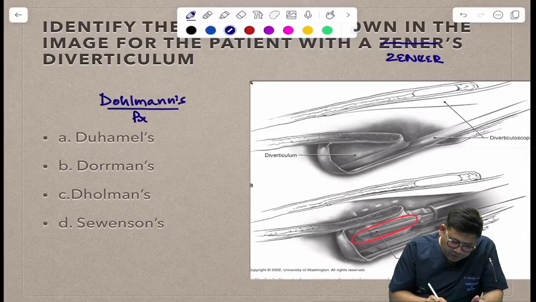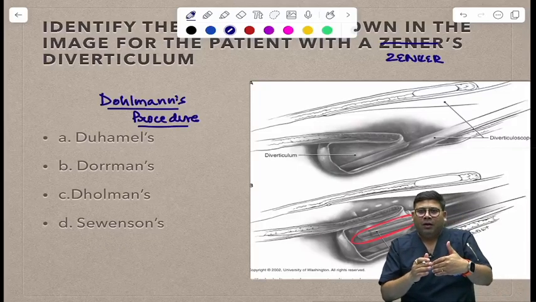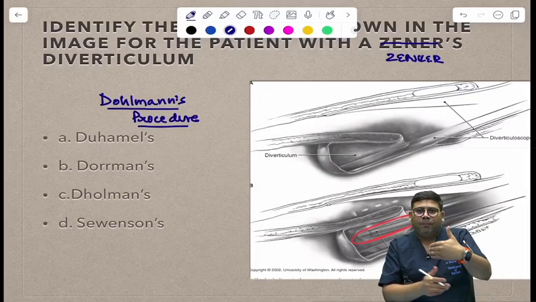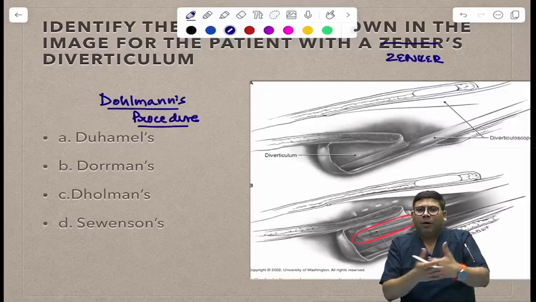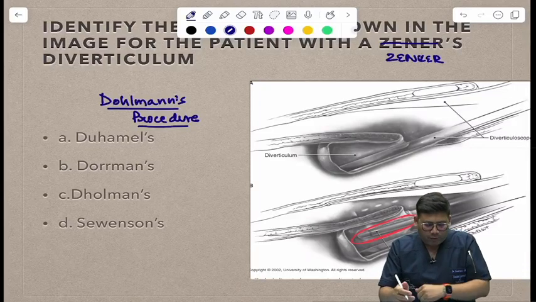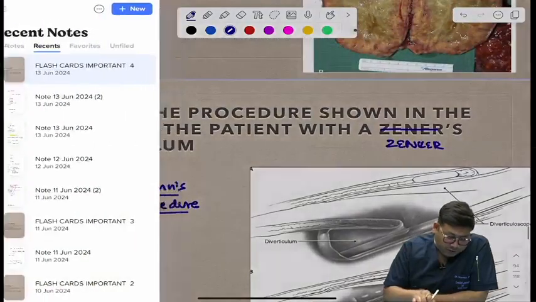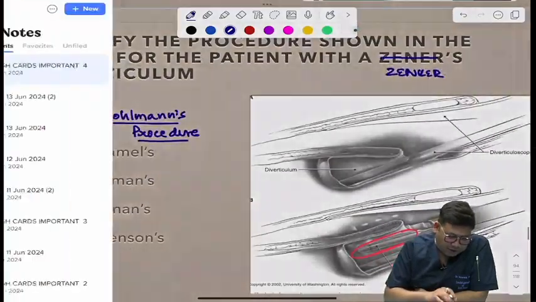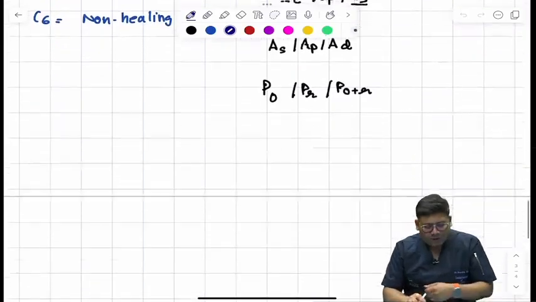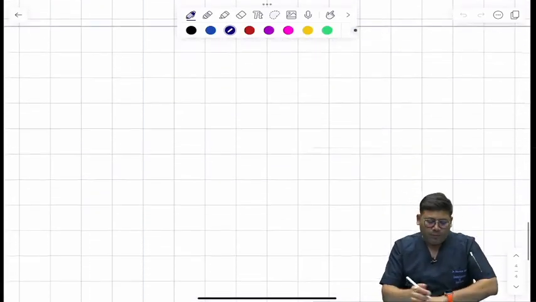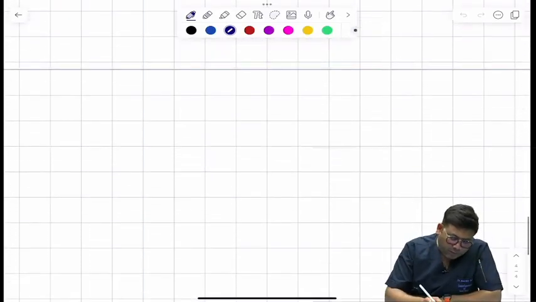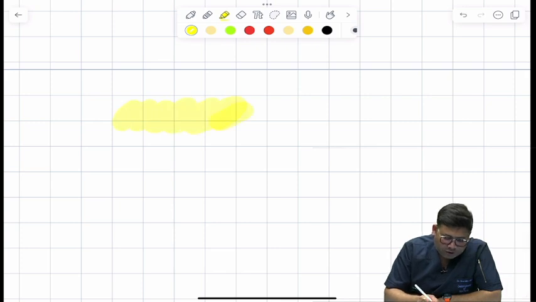It is very simple. It is endoscopic resection of the pouch, along with the pouch to wall anastomosis. I'll tell you about each and everything. Let us understand a few important things about Zenker's, and with this we will also study and revise the Dohlman's procedure. Very important. So I'll just quickly go through Zenker's.